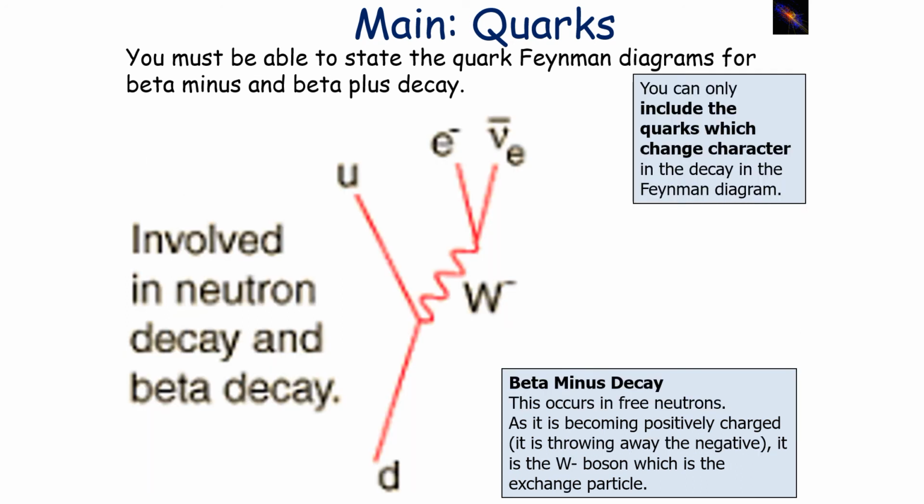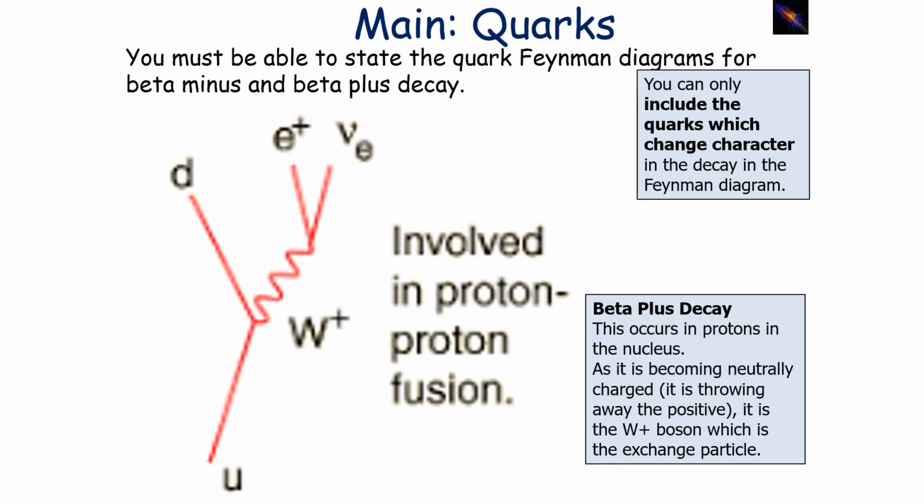Now it's noted that beta minus decay, again, only occurs in free neutrons. As it's becoming positively charged, so as it's thrown away it's negative, it's a W minus boson, which is the exchange particle. Whilst beta plus decay occurs in protons in the nucleus as it's becoming neutrally charged, so it's the W plus boson, which is the exchange particle.